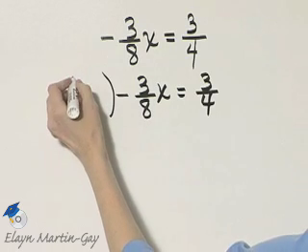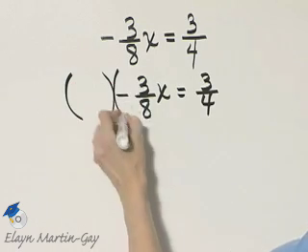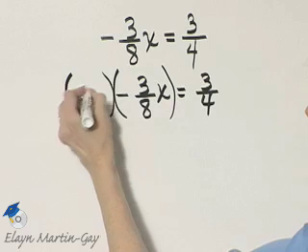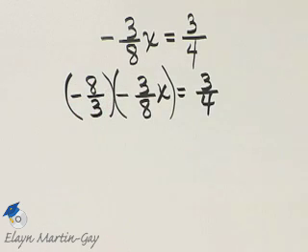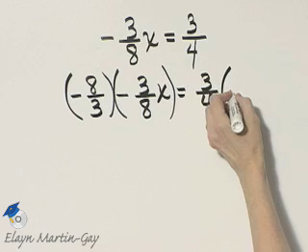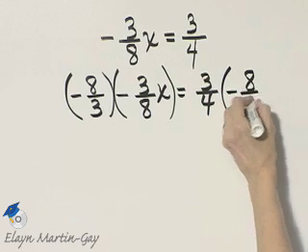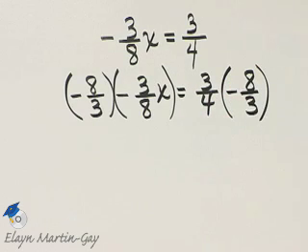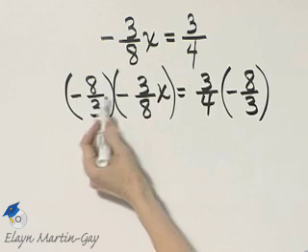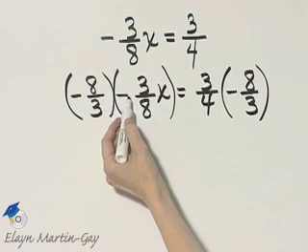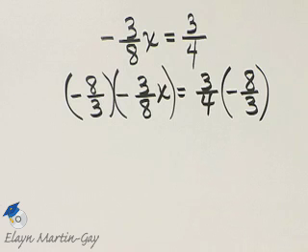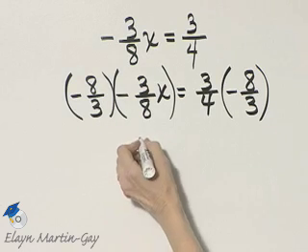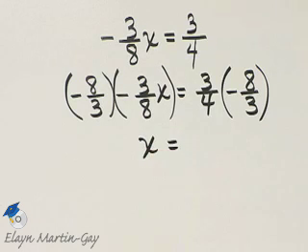Now what is the reciprocal? The reciprocal is negative 8/3. Now if I multiply the left side by negative 8/3, I've got to multiply the right side by negative 8/3. Let's see what that does. Notice a negative times a negative is a positive, and notice I have 24/24, which simplifies to 1, so I have 1x, or simply x, on the left side.